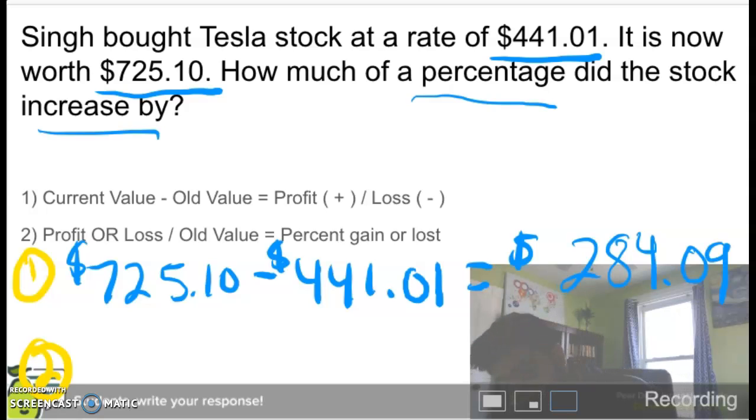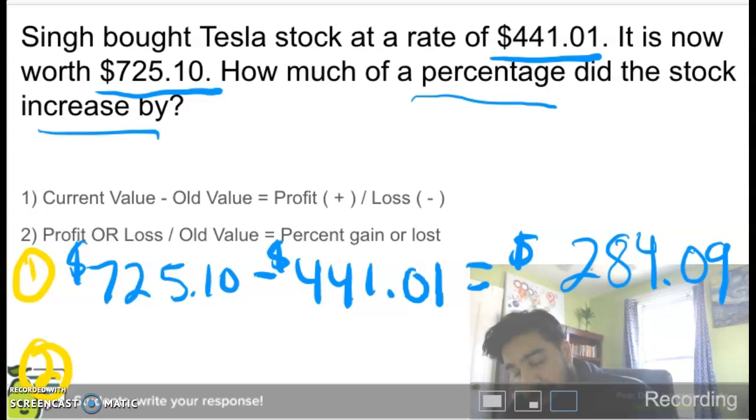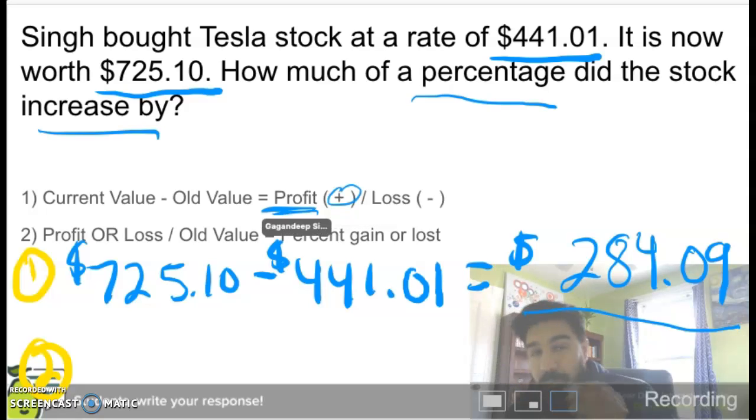So by the way, do we have a profit or a loss? Is the number positive or negative? By the number, I mean the result. It's positive. Therefore, we have a profit. That's what we always want. We want profit, profit, profit.